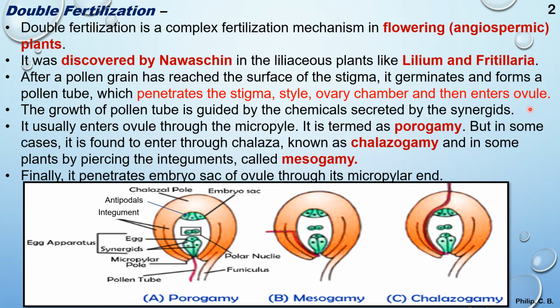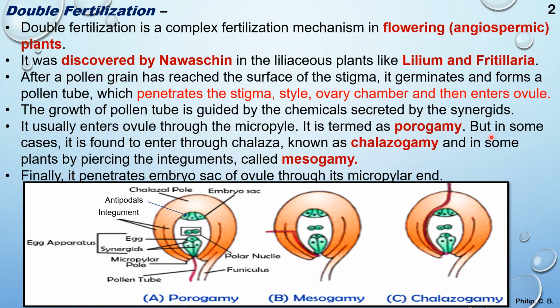Now, the pollen tube cannot go on its own and reach a specific place. So, it is guided by the chemicals which are secreted by the synergids. It usually enters the ovule through the micropyle. It is termed as porogamy. So generally the entry point is the micropyle, which has a small opening or pore, hence the name given as porogamy. Poro, the presence of small opening, gamy, fusion, hence the term porogamy.